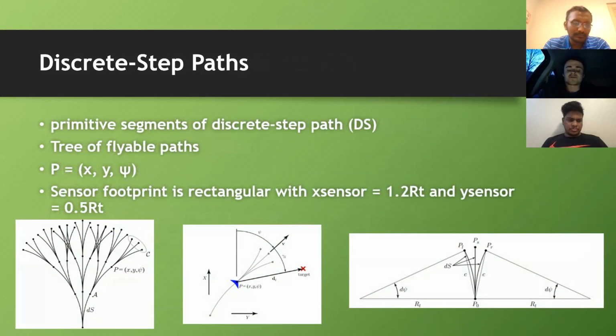For this to work, each primitive segment in a discrete step path is of a particular length and is either a turn, which is made at a minimum turn radius, or a straight line. This follows the Dubin's path principles. By assembling the primitives of left turn, right turn, and straight primitives, we can create a tree of flyable paths. Then the path planner can search for the branch that accomplishes the objectives in the shortest distance.